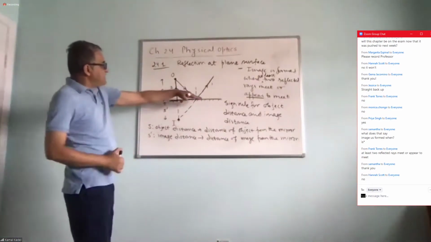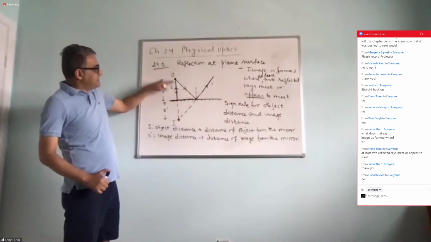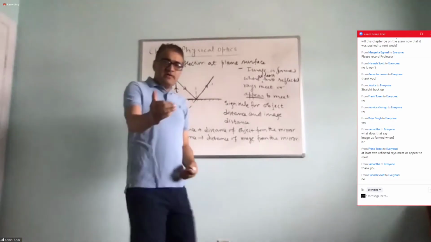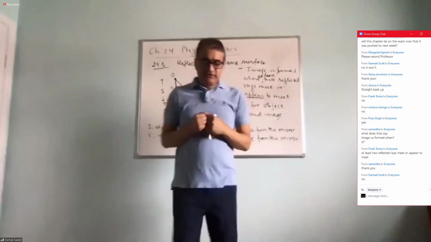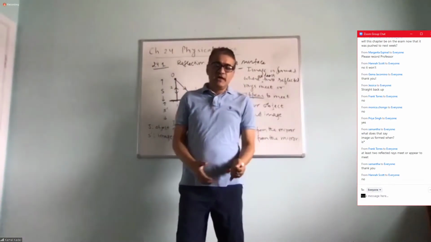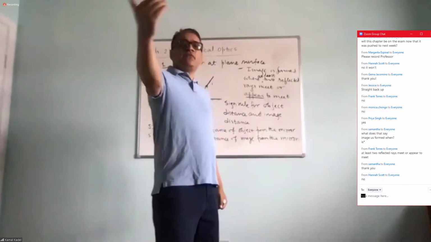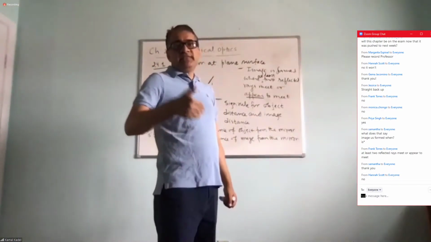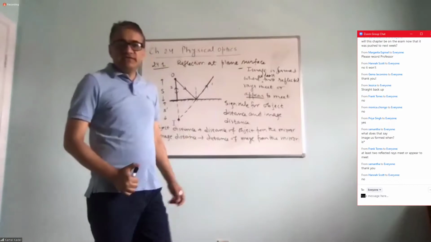This is the mirror, this is the reflecting surface. The distance of the object from the mirror. For example, your mirror is here, right? And you stand here, so the distance from your mirror to you is the object distance, right? And then where your image is formed or appears to form, that distance from the mirror is the image distance.